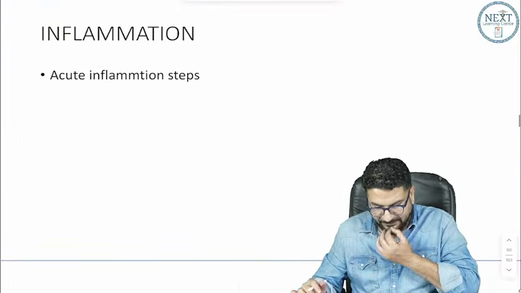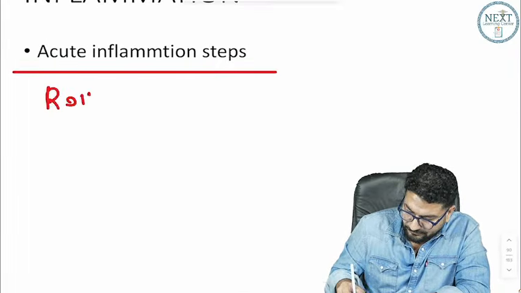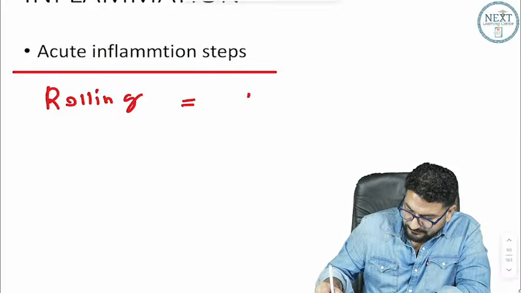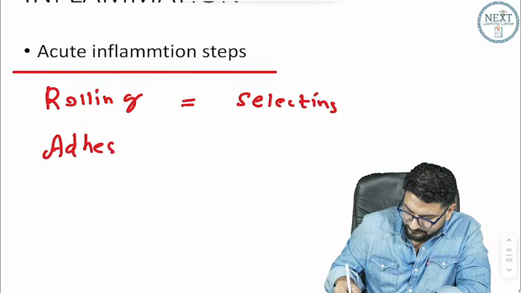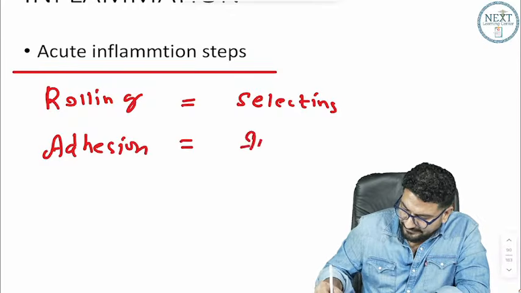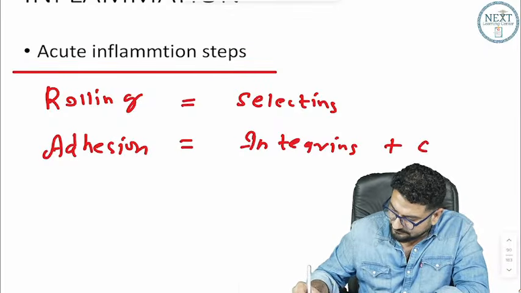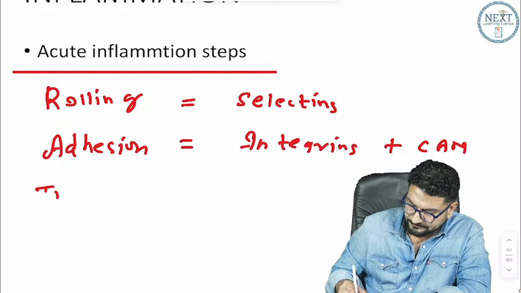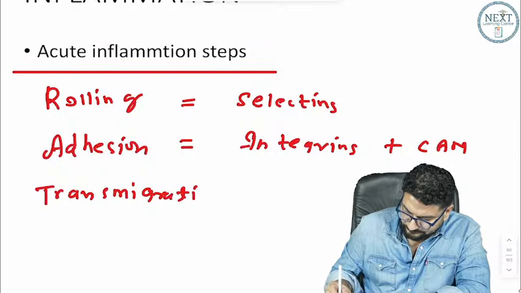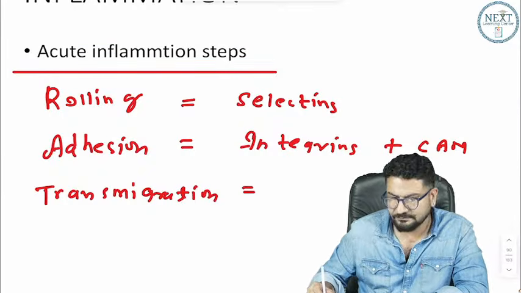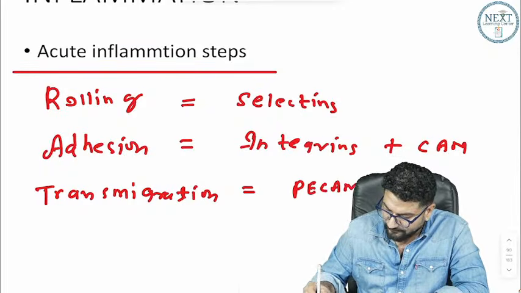Okay, now acute inflammation steps you have to remember, like margination, rolling. So just remember what they ask you in exam. They ask you a question on rolling. Rolling is done because of selectins. Then they ask you adhesion. Adhesion is done because of integrins and CAM, cell adhesion molecule. And then what they ask you, transmigration. It is because of PECAM. What is the CD marker for PECAM? It is CD31.